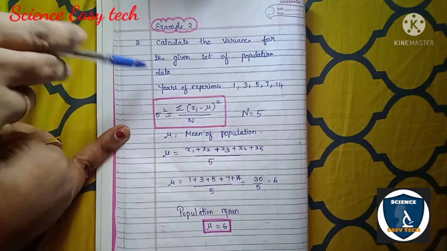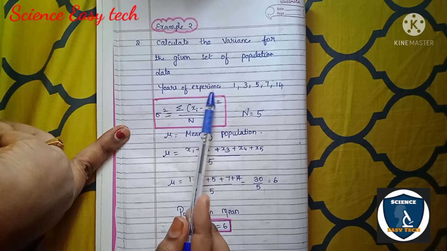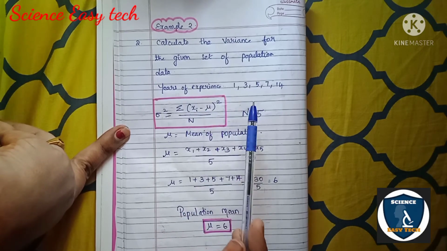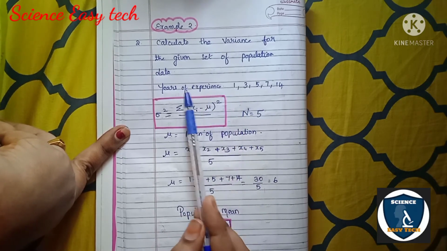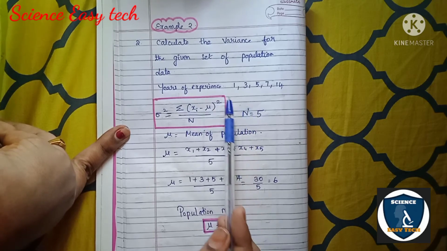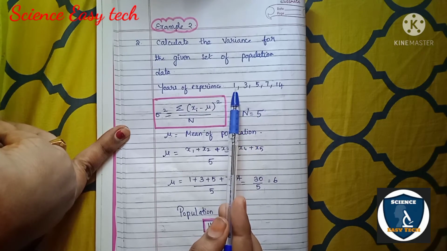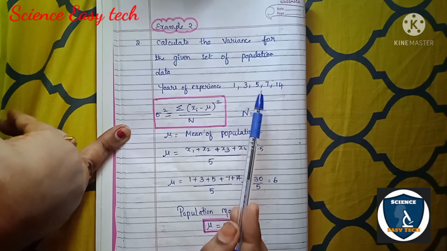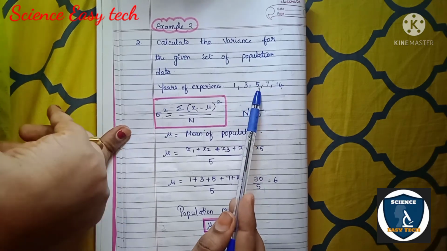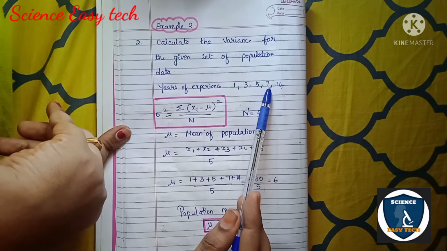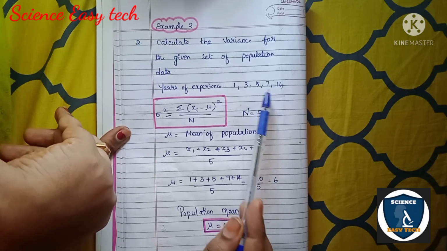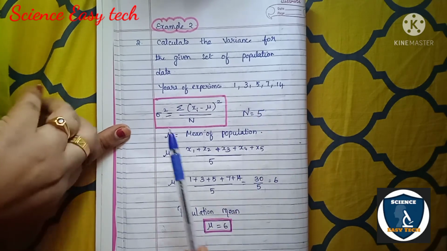Yes, in this example too, I have given the calculation for calculating the variance for the given set of population data, that is years of experience in a particular institution. Okay, years of experience in a particular college of nursing. So 1, some will be having 1 year of experience, some 3 years, some 5 years, some 7 years, some will be having 14 years of experience.